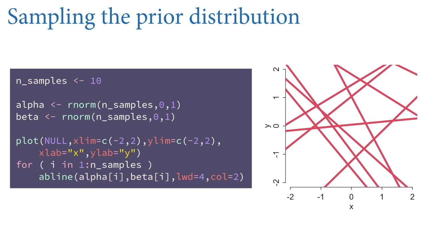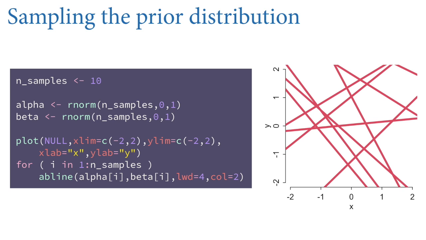So how do you actually simulate these lines from the prior? This is an important thing to do. We're going to do this a lot in the course. If you want to understand the implications of a prior distribution, you need to simulate from it. And we can do that because we understand these statistical models generatively as well as statistically.